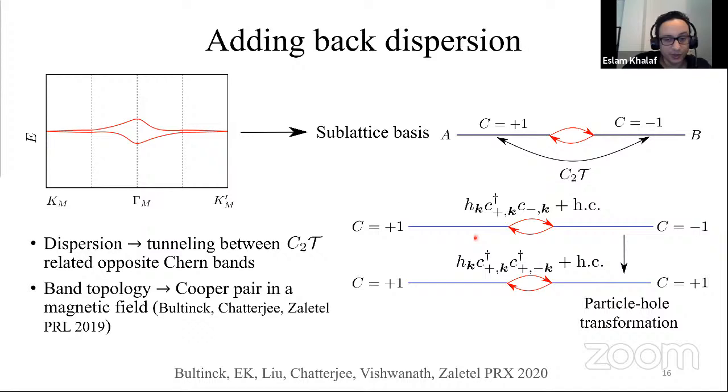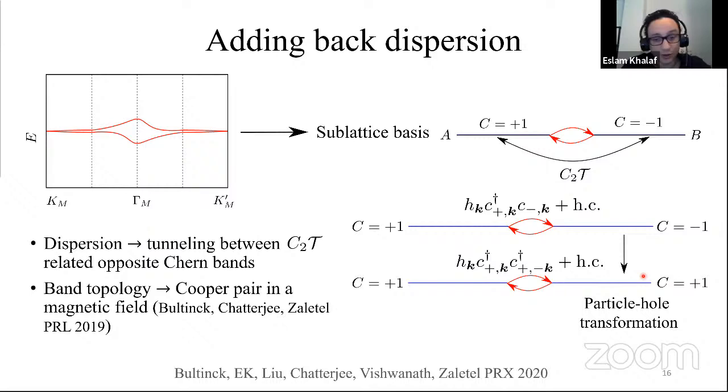We can perform an exact particle hole transformation in only one of the Chern sectors. So this particle hole term would become a particle-particle term, a Cooper pair creation term. And the Chern number would also flip. So we get a Cooper pair in a Chern band, essentially a Cooper pair in a magnetic field. And we know that if we have a superconductor in a magnetic field, it has to admit vortices. And because we are adding the Chern number here and here, we actually get two vortices in the Brillouin zone that have the same vorticity. So this is the way to understand this fact that we have two Dirac cones with the same chirality.